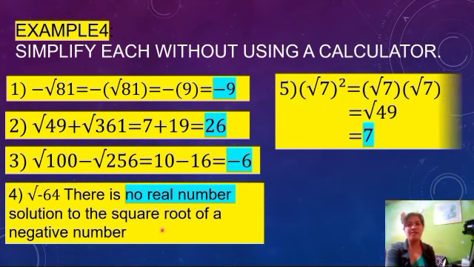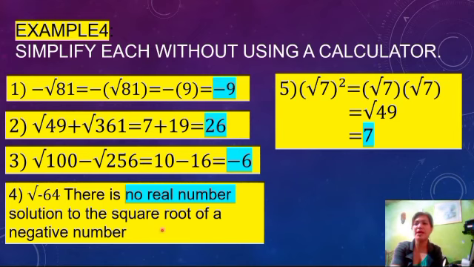Next, square root of 7 raised to 2. Ibig sabihin, if we expand the exponent form, that means square root of 7 times the square root of 7. So, 7 times 7 sa ating product property, 7 times 7 is equal to 49. Then, square root of 49 is equal to 7. So, usually, kapag mapapansin nyo, kapag squared to, tapos may square root yan, na i-eliminate lang yung radical sign, so kukunin lang natin yung root.